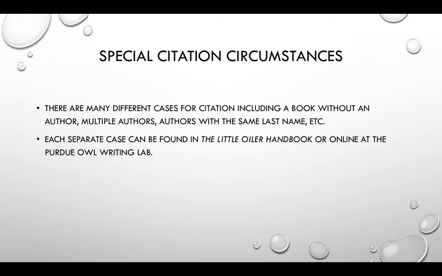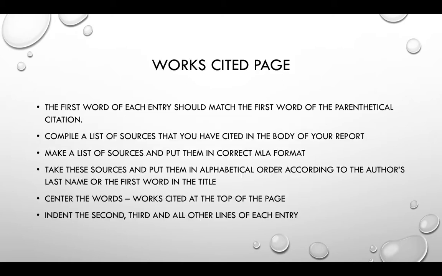And there are many, many special circumstances for citation. For example, a book without an author, a book with multiple authors, authors with the same last name. There are many, many situations. So when you are looking for one of these special cases, you could look in the Little Owl Handbook, or you could go online to the Purdue OWL Writing Lab. Both are excellent resources, and there are many of these circumstances to look up.